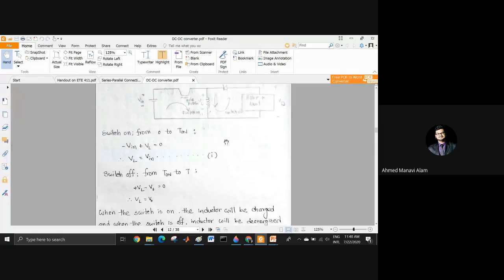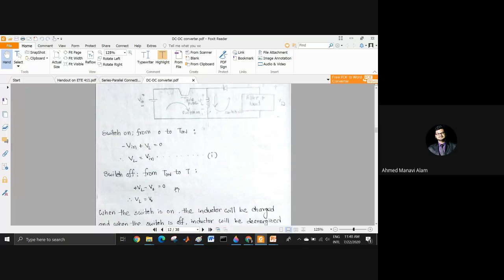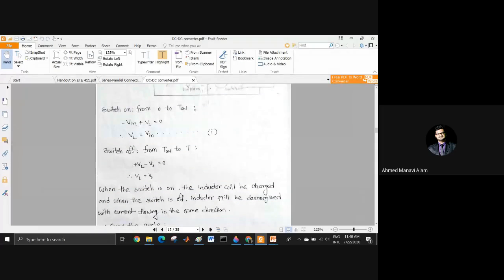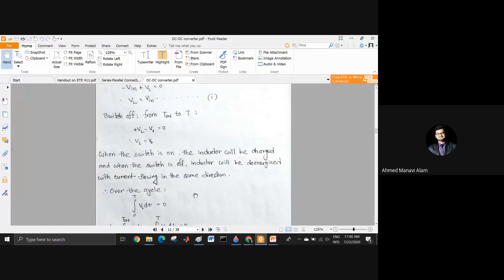This is very simple and straightforward and one dimensional. There is nothing complicated, absolutely nothing complicated. If you understand the KVL and the basic common sense of the circuits, then you will understand. Okay, these things are written. When the switch is on, the inductor will be charged. When the switch is off, inductor will be de-energized with current flowing in the same direction. Obviously, it has to be.